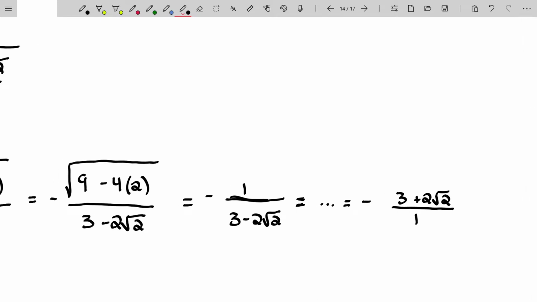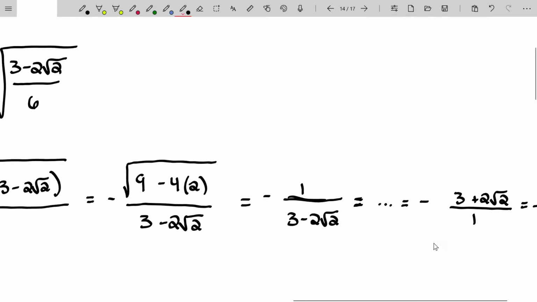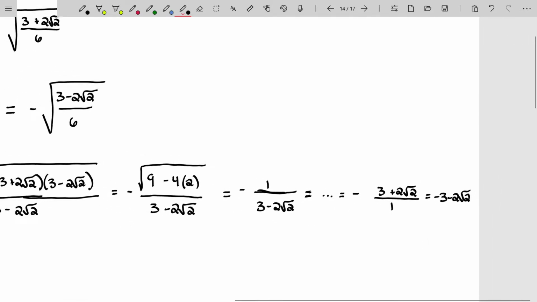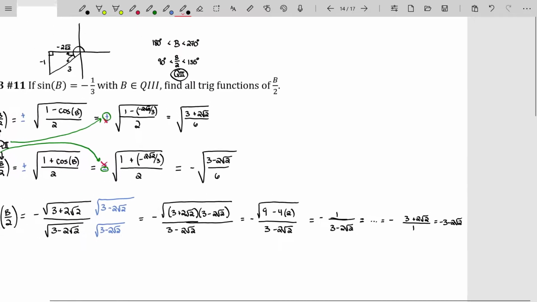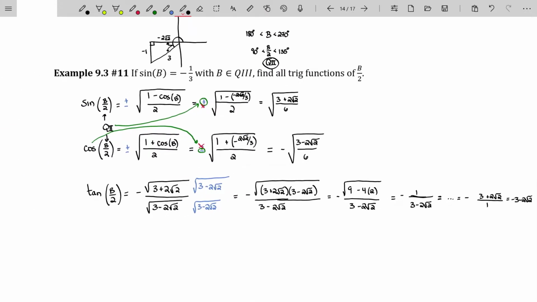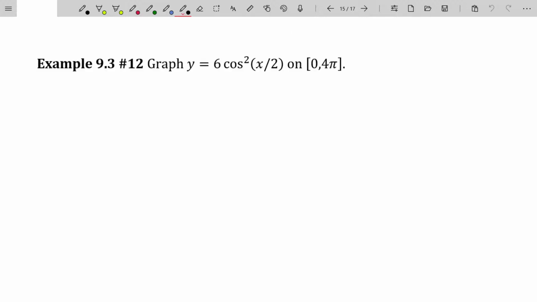And so that would be a negative 3 minus 2 root 2. Very, very interesting problem if you choose to rationalize that denominator. It does clean up very nicely. And then the cosecant is the reciprocal of the sine. The secant is the reciprocal of the cosine, and the cotangent is the reciprocal of the tangent. I'm not going to write them out because they're just 1 over or flip them. So there's no real reason for me to write them out.